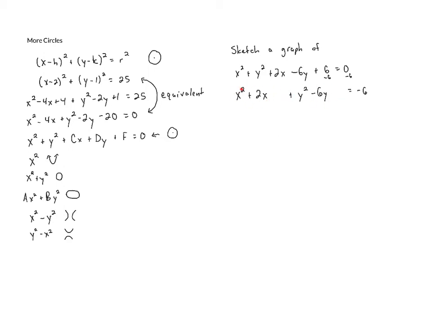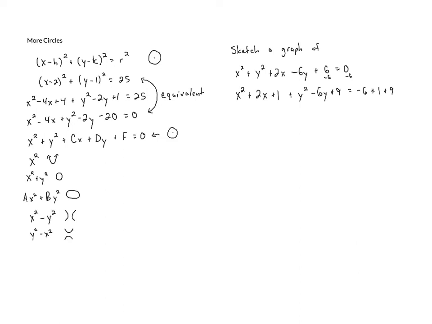Let's complete the square with the x's. Remember, to do this, we need to take the coefficient of the x, divide by 2, and square it. 2 divided by 2 is 1, and 1 squared is 1. So we need to add 1 to complete that square. But if we do that to the left, we also have to do that to the right. Now with the y's, if we take negative 6 and divide it by 2, that gives us negative 3. And when you square that, that gives you positive 9. So we've got to add 9 there, which means we also have to add 9 onto the other side.